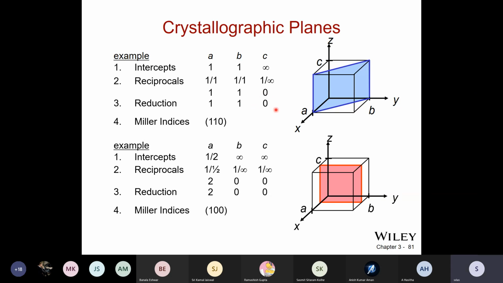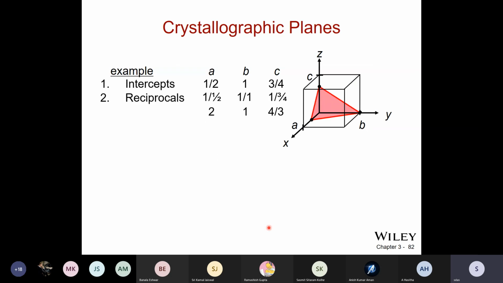It is already an integer. I do not have to reduce it further. Miller indices for this plane will be in round bracket or parenthesis, (110), no comma. Similarly, this plane intercepts along half the x length, parallel to y, parallel to z axis, infinity, infinity. So 1 by half makes 2. So it is the (200) plane. And if they are symmetrically identical, no atom is sitting in the center of this plane. If it is not body centered cubic, you can call it (100), otherwise (200).